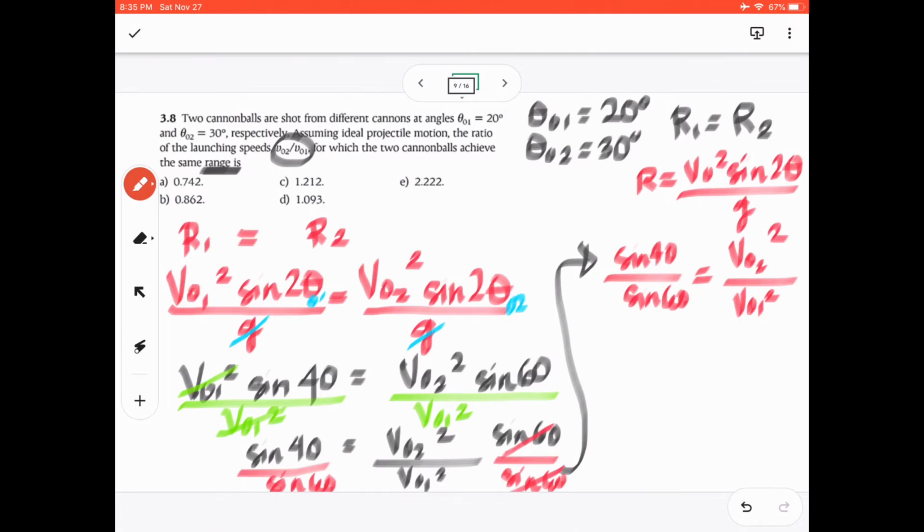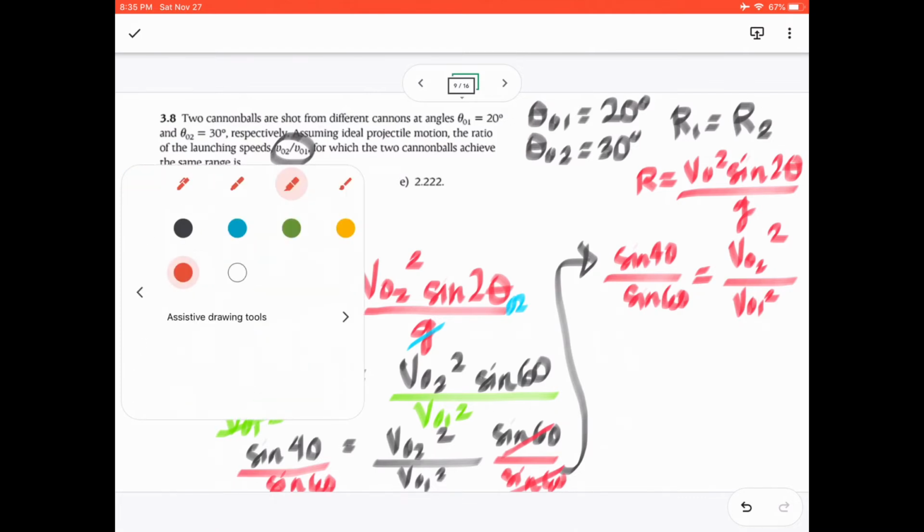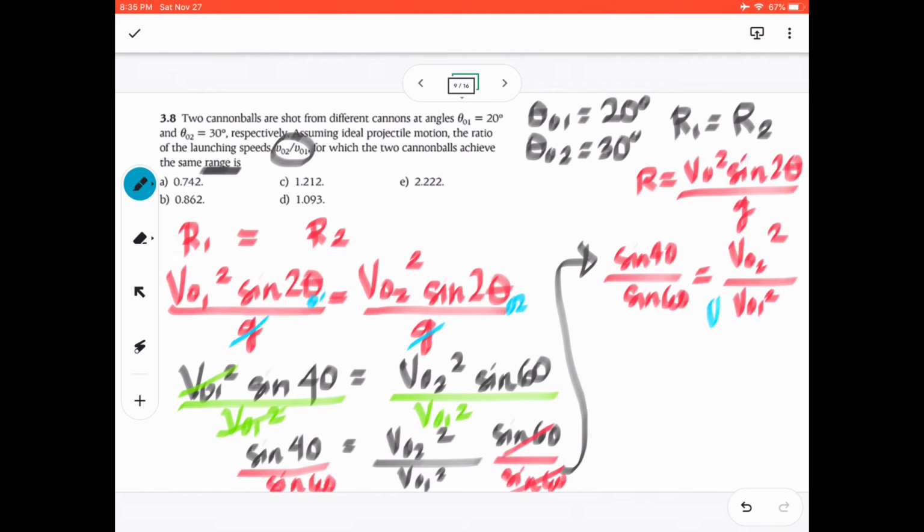We need VO2 and VO1 only, so we have to use the root. Get the root of both sides to cancel the square and square. So now we have VO2 divided by VO1 is equal to the root of sine 40 divided by sine 60. The answer for that will be 0.862. So that ratio is letter B. That's the final answer.